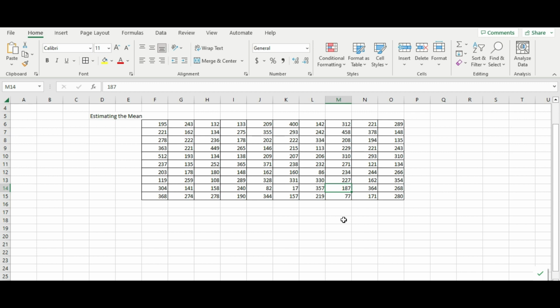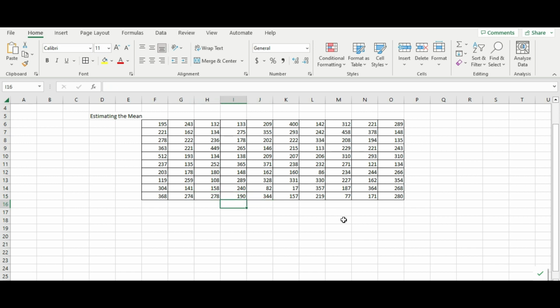Let's assume this is the money inside the wallet of a lot of people, in pesos. So for example, we conducted a random survey and asked a lot of people around the world, and we came up with 195 pesos, 251 pesos. So now we want to estimate the population of random people, how much money they have in their wallet.